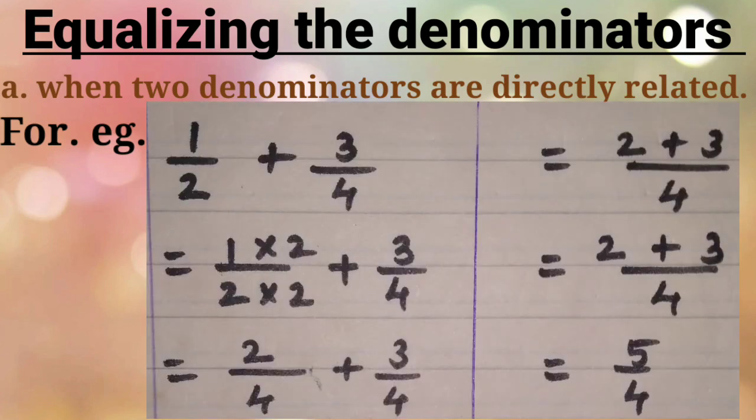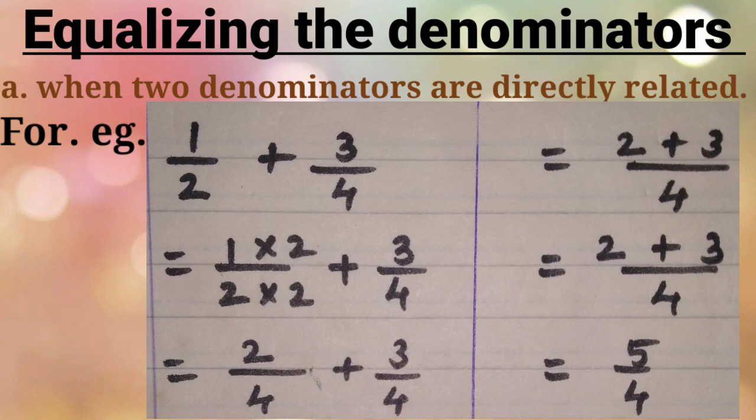Now in the given example, you are provided with two fractions, 1 upon 2 and 3 upon 4, which have to be added. To begin with, we will first equalize the denominators, which are 2 and 4. Now when carefully observed, we realized that 2 and 4 are directly related in such a way that 2 multiplied by 2 equals 4.